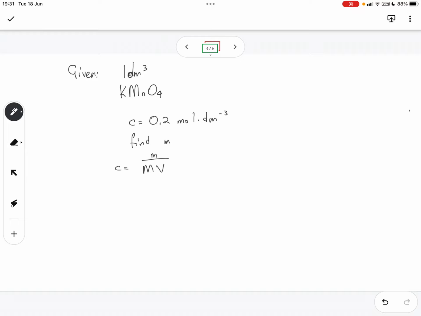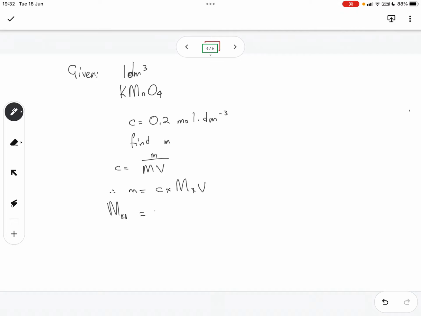So we can do this in a number of ways, but since we don't know the mass, we can make the mass the subject of the formula. So then that mass that we're looking for is going to be the concentration times the molar mass times the volume. So we know the concentration, it's 0.2.